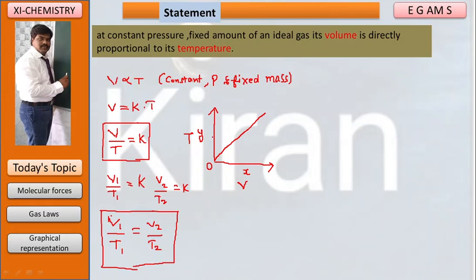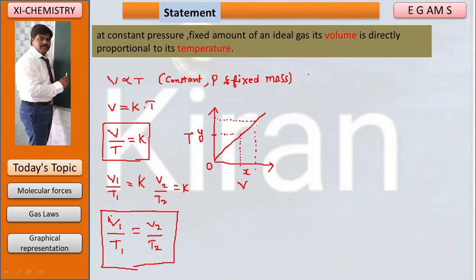Temperature increases. At this particular temperature, what is the volume? This is the volume. At this particular temperature, what is the volume? This is the volume. It means when temperature increases, volume increases. That's the reason both are directly proportional to each other. So this is about the graphical representation, and this is about Charles law.